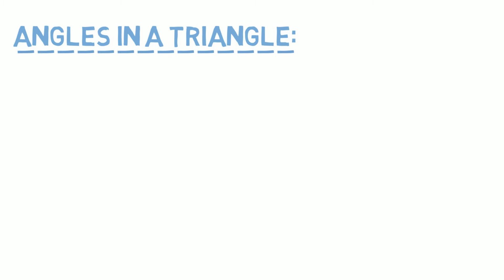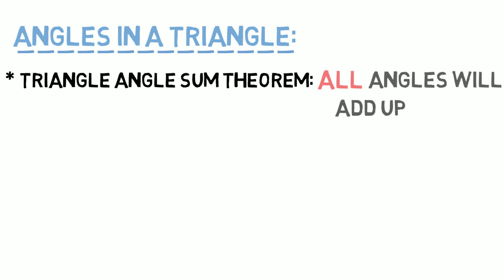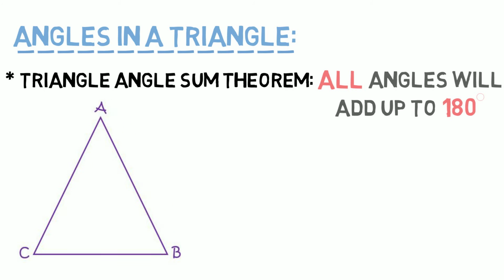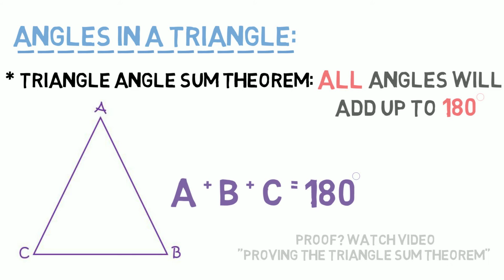Since we have had a quick review on angles, let's start talking about the angles in a triangle. The triangle angle sum theorem states that all angles in a triangle will add up to equal 180 degrees. This means that using the triangle ABC, angle A plus angle B plus angle C will equal 180 degrees every single time. If you want proof, you can watch the video Proving the Triangle Sum Theorem, also on this channel.